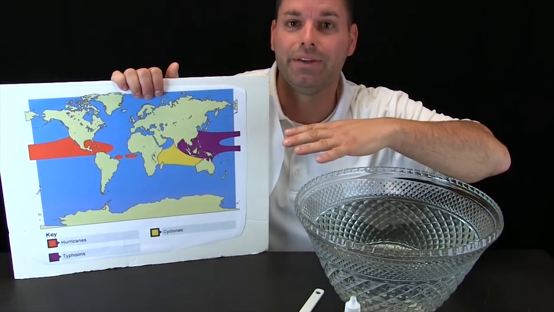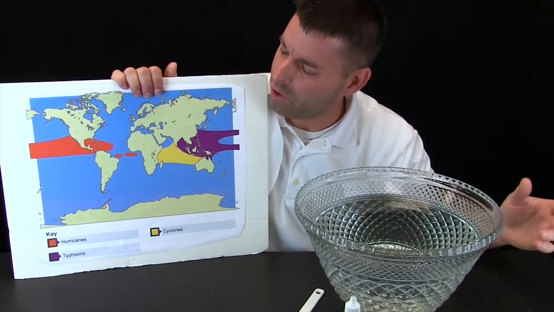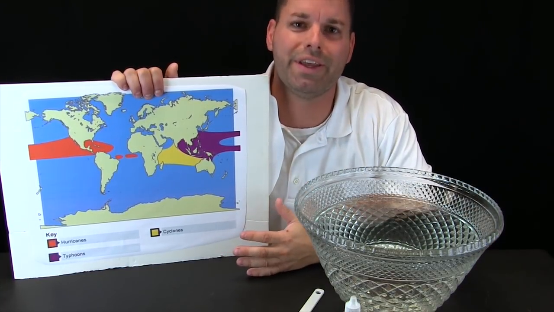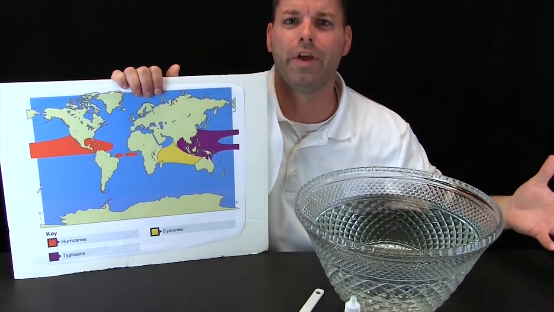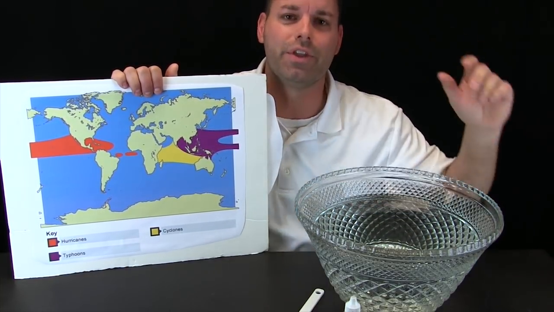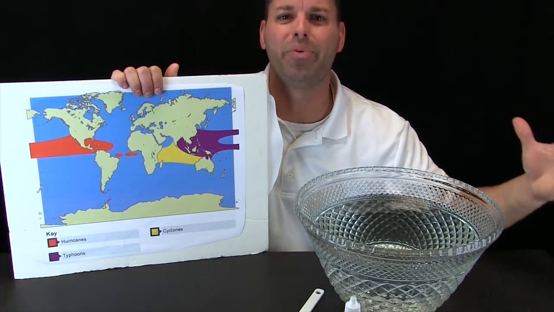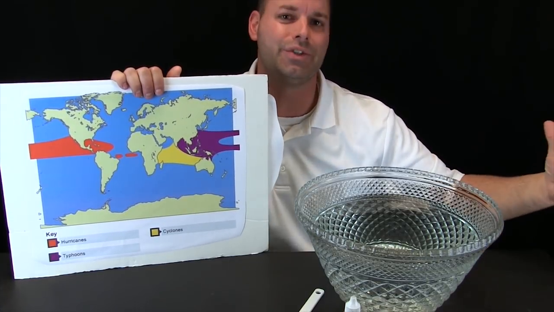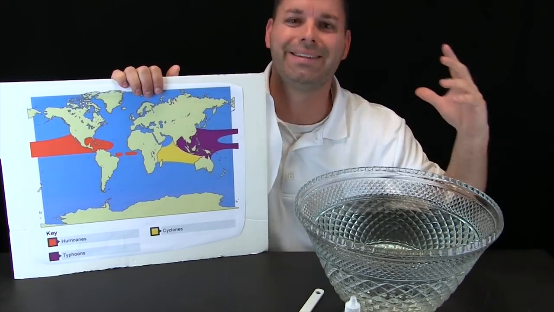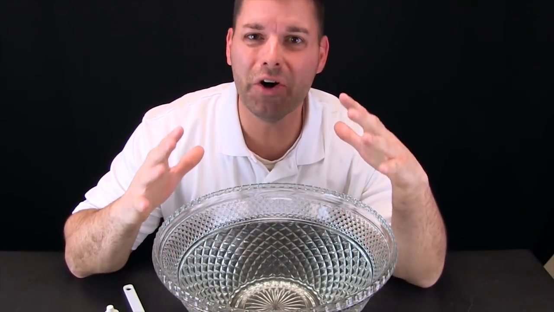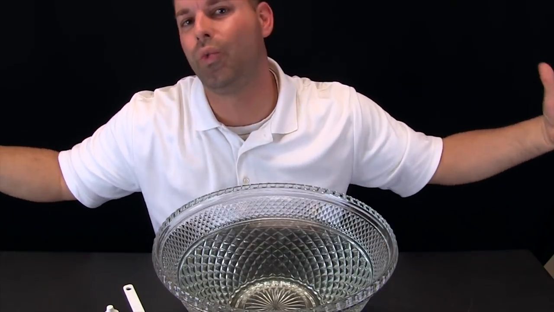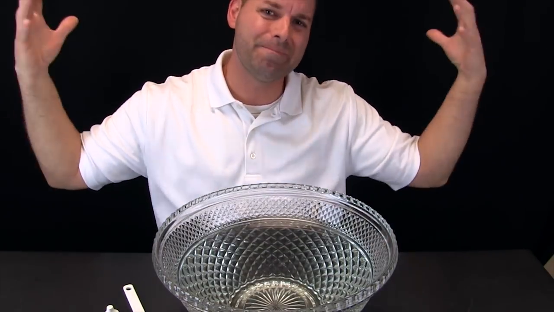So the sun is beating down on huge amounts of this ocean, causing the water to heat up and evaporate. It turns from a liquid to water vapor, and that water vapor and that warm air rise up over the ocean, creating an area of low pressure and huge clouds. And those clouds start to spin. So we're going to make our hurricane in this bowl, but remember, hurricanes are hundreds of miles wide, forming out over the ocean. They're massive.